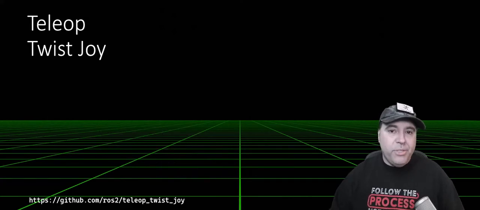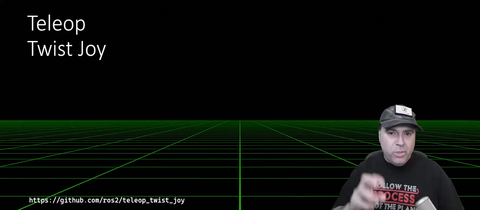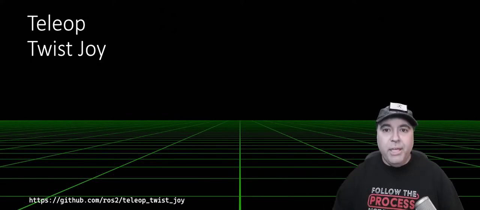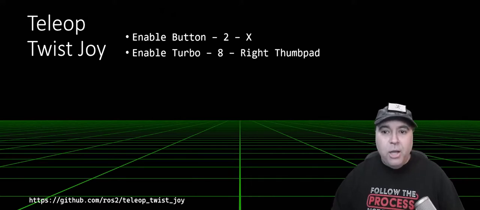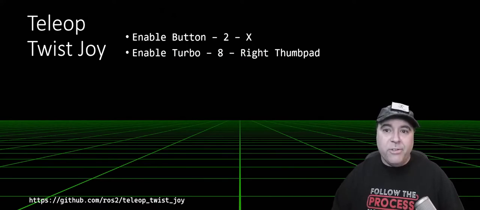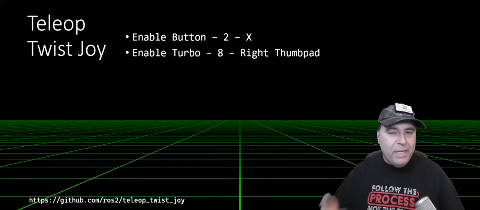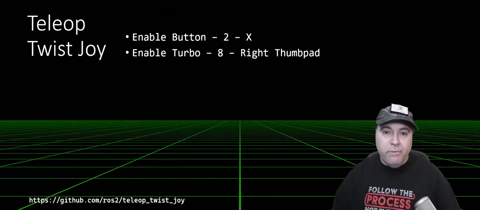Now the teleop twist joy converts the joystick into a command velocity. In order to know how to convert the individual axes, it has some parameters. But the two that I'm going to talk about are the enable button, which is essentially a dead man switch, and the turbo button, which allows you to accelerate faster than the regular enable button. Now these do need to be pressed in order for the teleop twist joy to generate command velocities.